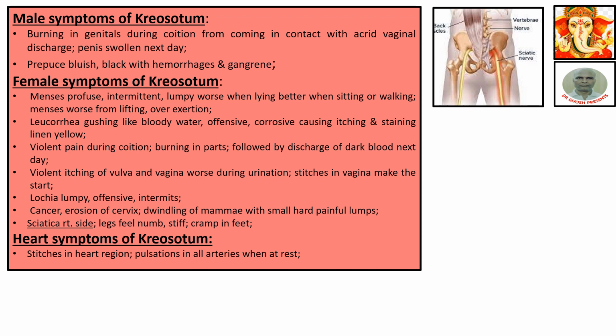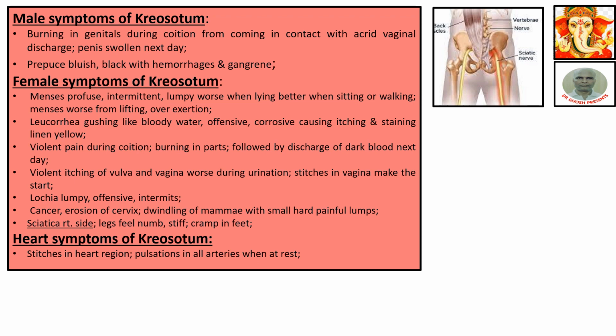Female symptoms of Kreosotum: menses profuse, intermittent, lumpy, worse when lying, better when sitting or walking. Menses worse from lifting, overexertion. Leukorrhea, gushing like bloody water, offensive, corrosive, causing itching and staining linen yellow. Violent pain during coition. Burning in parts, followed by discharge of dark blood next day.